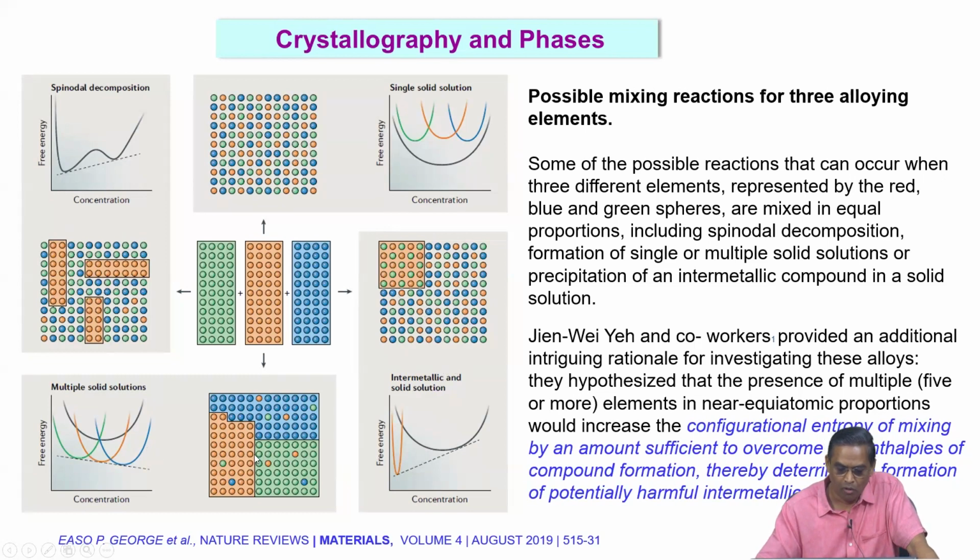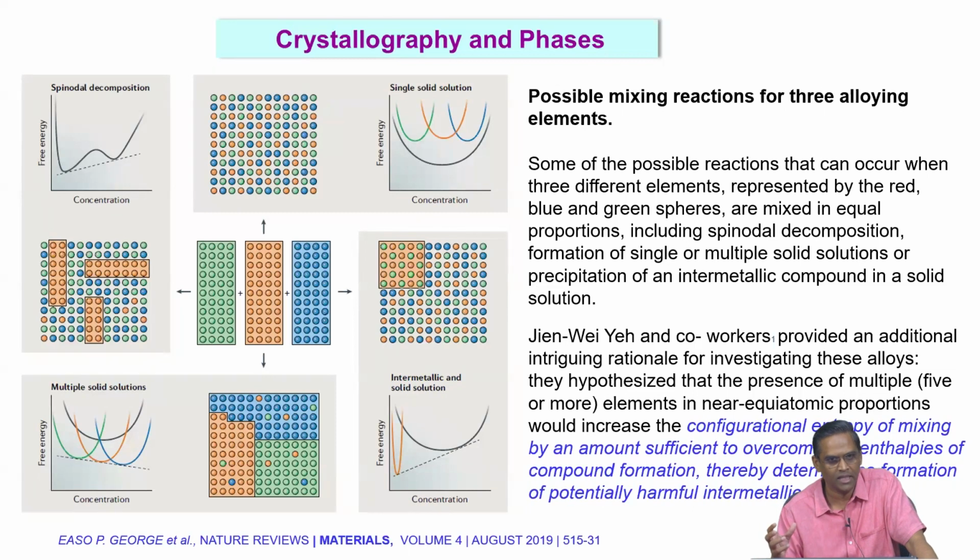Okay. But what this author and co-workers proposed is something very different, right? They provided an additional intriguing rationale for investigating these alloys. They hypothesized that the presence of multiple, 5 or more, this is important, 5 or more elements in near equiatomic proportions would increase the configurational entropy of mixing by an amount sufficient to overcome the enthalpies of compound formation, thereby deterring the formation of potentially harmful intermetallics. So the idea is very clear. You can mix any number of elements together, but the question is whether it forms a solid solution and remains as a solid solution. It should not decompose to any other compounds or intermetallics.